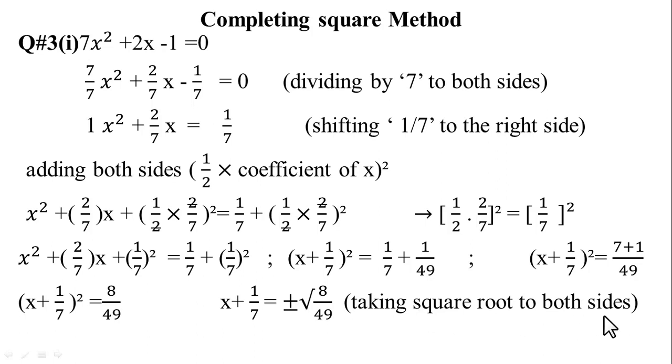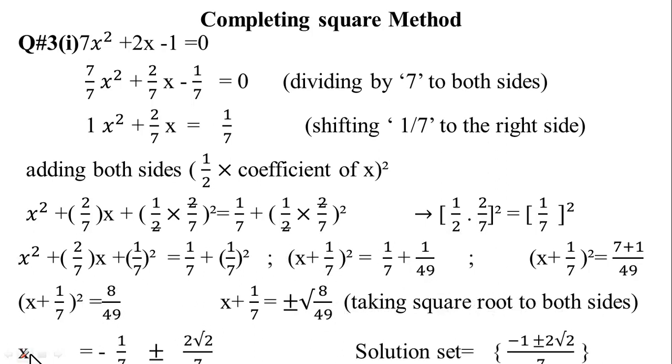After this step, the final answer is x is equal to minus 1 upon 7 plus minus 2 into square root 2. The square root of 8 is 2 into square root 2, divided by the square root of 49, which is 7. So x is equal to minus 1 upon 7 plus minus 2 into square root 2 divided by 7.